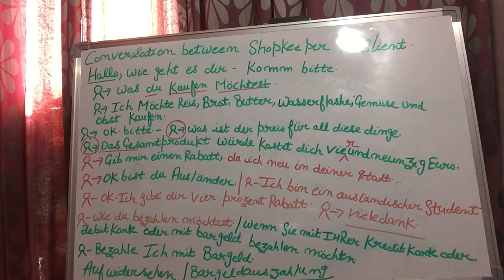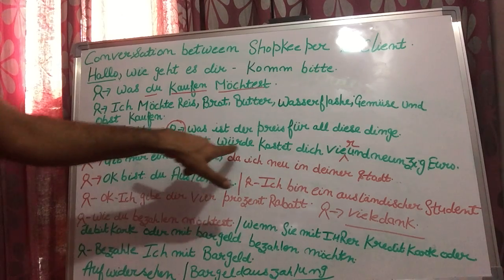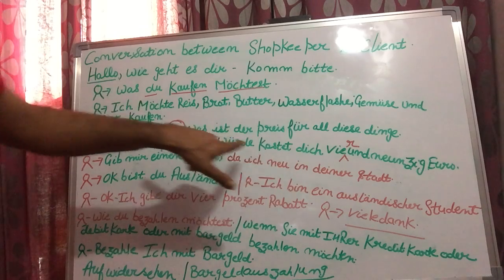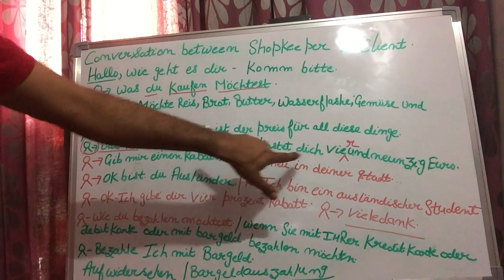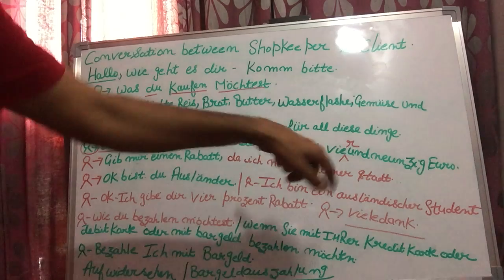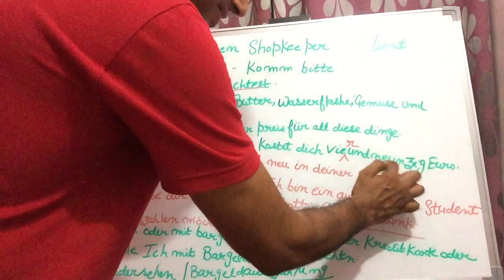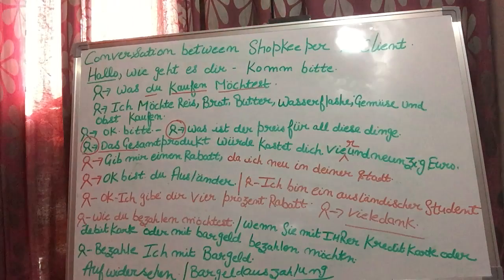Speak after me. Das Gesamtprodukt. Das Gesamtprodukt is the total product. Würde kostet dich. Würde kostet dich is would cost you 94 Euro. It means 94 euro. The 4 is vier and 90 is neunzig Euro. 94 euro. Is that clear to you?